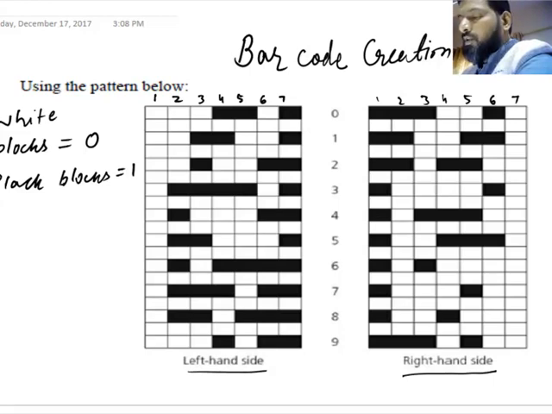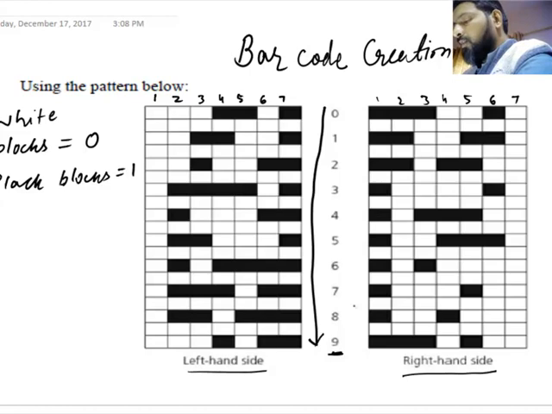You can see the sequential series of numbers from 0 to 9. For left hand numbers, you have to look in the left hand pattern, and for right hand numbers you have to look at the right hand pattern. Okay, now we are going to create this number.